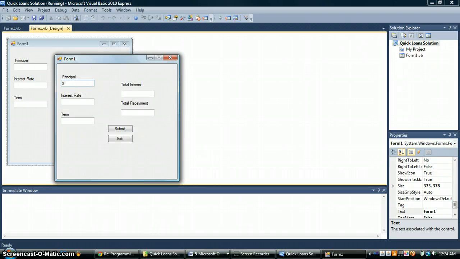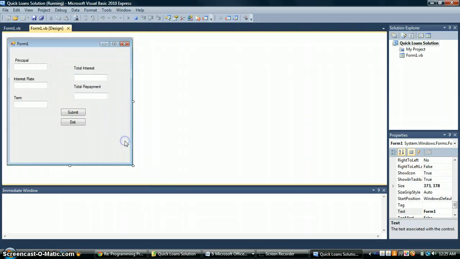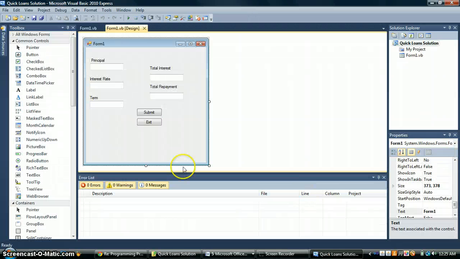Okay, what the question asked was a $9,000 principal with an interest rate of 12% and a term of 3 years. And when we hit submit, it will calculate out using the financial equation what the total interest is. Then it'll add that interest back on the principal to get the total repayment. And you can change the numbers around, be 5. And then hit exit. And so that was the quick loan solution.